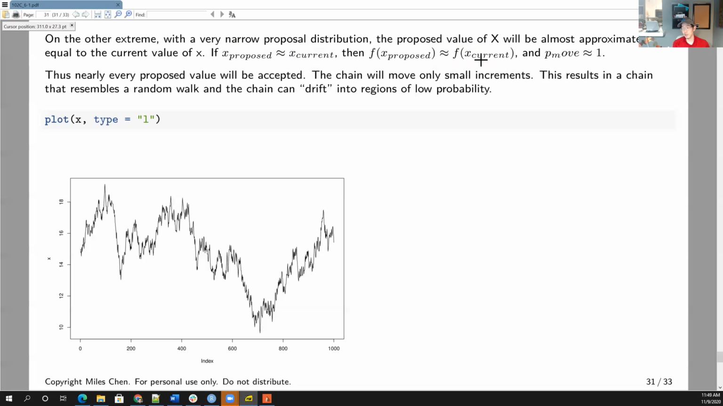So that means you're going to accept nearly every proposed value. Every proposed value you generate, nearly every single one of them is going to get accepted. And that's actually not a desirable trait. The chain is going to move only in small increments, and it's going to look like a random walk. And sometimes your chain can drift into regions of low probability and get stuck there. So accepting almost every single value is not a desirable thing, and it just means that you're only proposing small incremental shifts, which might not be desirable either.